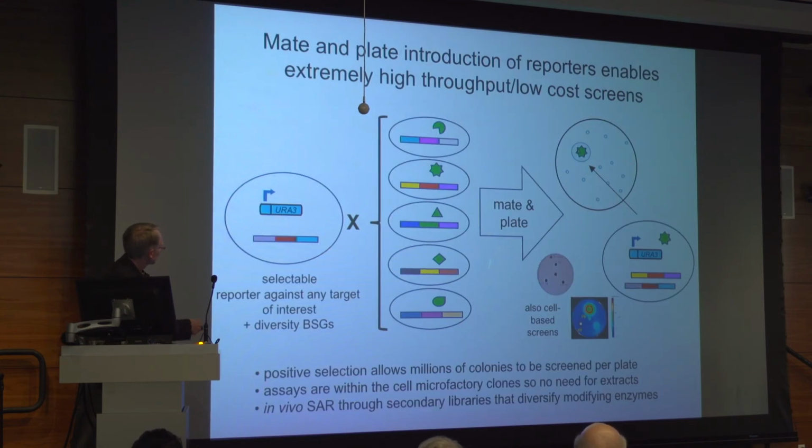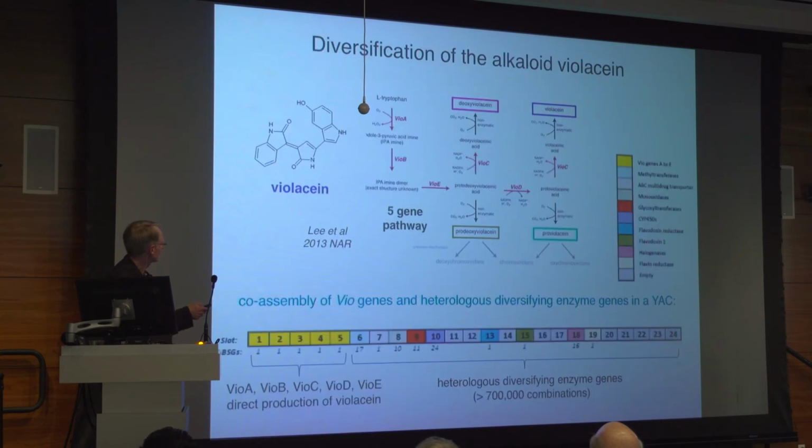And then what we do is use a trick of yeast genetics. We actually mate in our selectable reporters against any target of interest to the library, and we can simply plate. So we can get millions of clones on a plate, look for the ones that grow, and those guys are the candidate synthetic natural products that will be hitting the target that we've built into our assays.